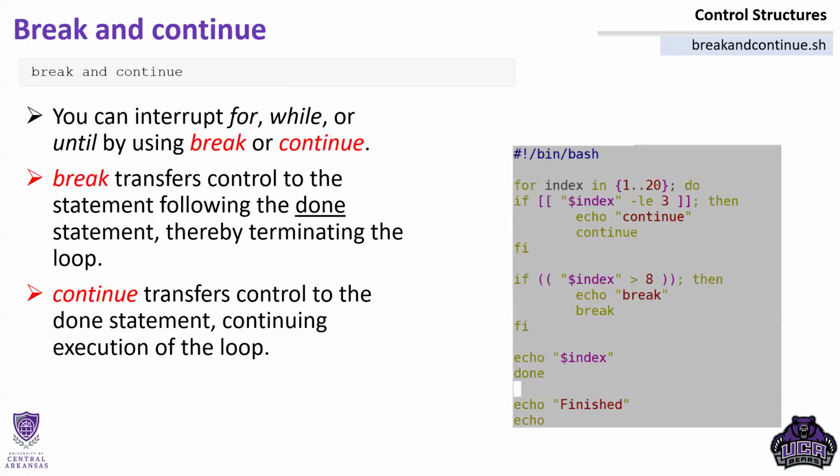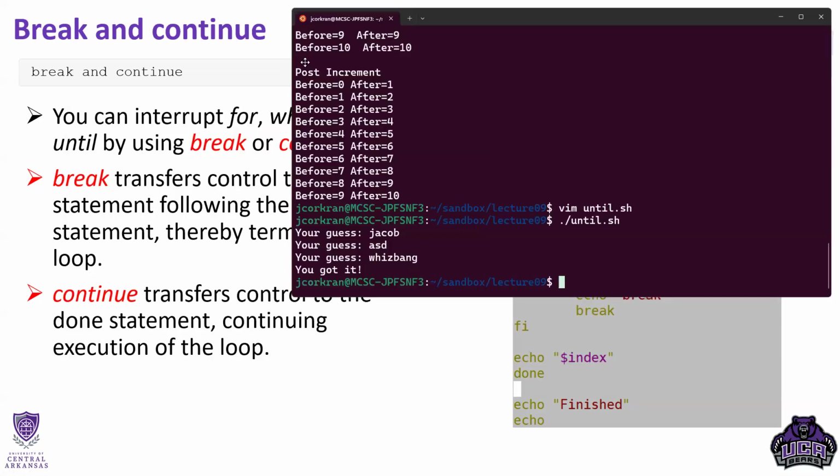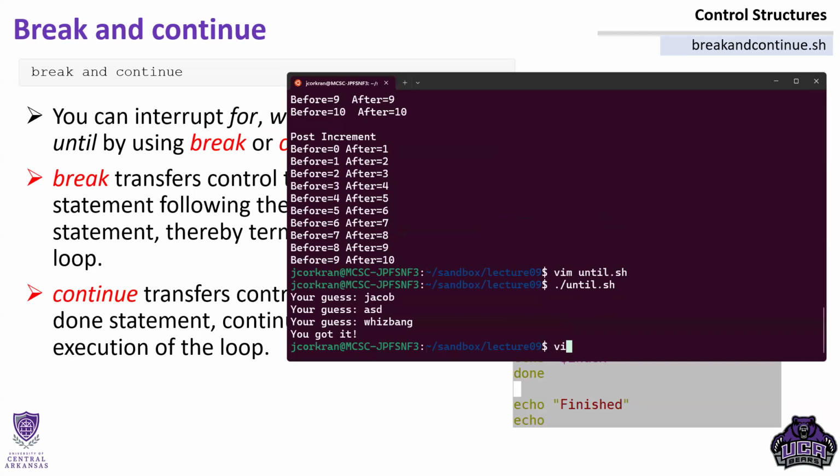All right, so when we have loops, we can use break and continue within for, while, and until, and it will interrupt the normal flow of these loops right here. Now let's just bring up the example on it and walk through it. So we've got the until, break and continue.